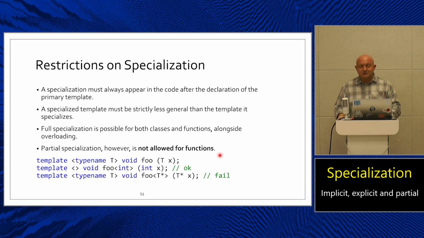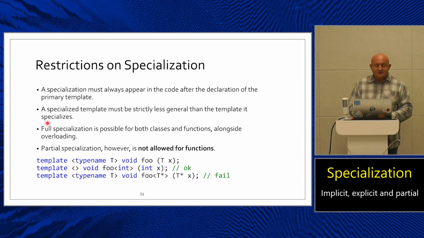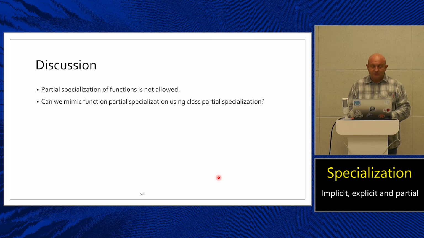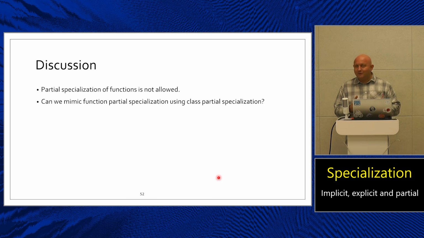So to summarize the restrictions, a specialization must always come after the primary template. Of course, the primary template must be reachable from the point of specialization. This is what "after" means. And it must be strictly less general than the template it specializes. Now, the key limitation: full specialization is allowed for both classes and functions, but partial specialization is not allowed for functions. This will fail miserably. And if it is not allowed, how will we hack our way out of it?